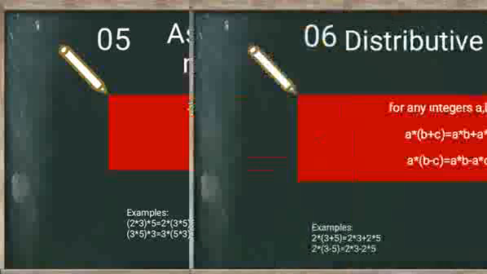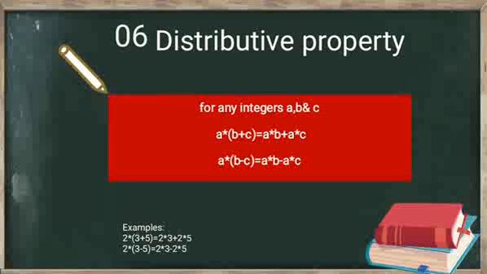Sixth property is distributive property. For any integers a, b and c, for addition a into (b plus c) is equal to a into b plus a into c. For subtraction a into (b minus c) is equal to a into b minus a into c. Example, 2 into (3 plus 5) is equal to 2 into 3 plus 2 into 5. This is for addition and subtraction. 2 into (3 minus 5) is equal to 2 into 3 minus 2 into 5.